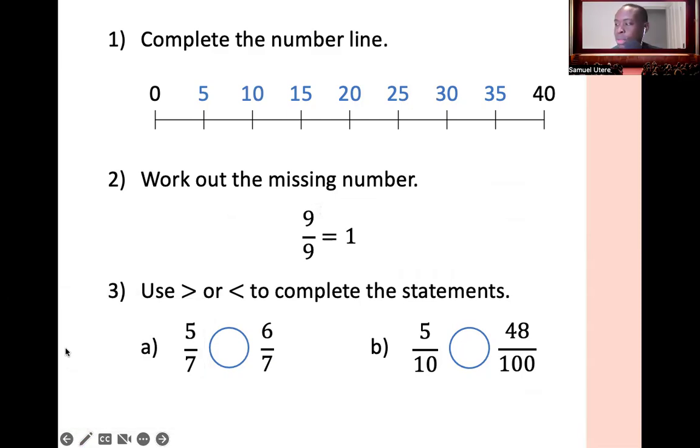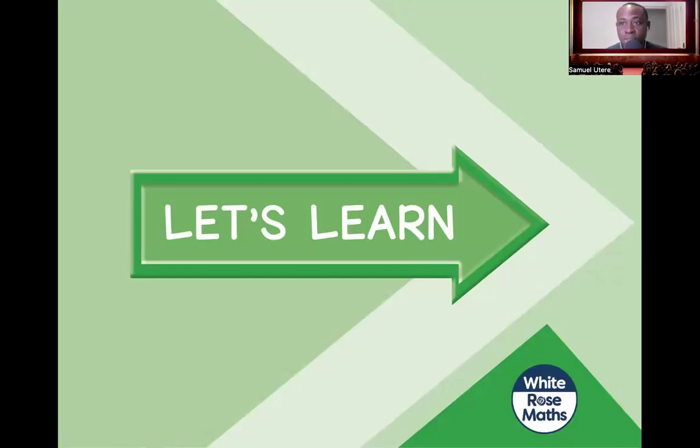Okay. And then next one, we have 5 tenths. How do we know that is greater than 48 hundredths? Well, if you remember our lessons on 100 squares, you will know that 5 tenths means 50 hundredths. So you're going to have 5 columns of 10. That's what 5 tenths mean, 5 columns of 10, and that makes 50. So that one is 50 hundredths, so it's greater than 48 hundredths.